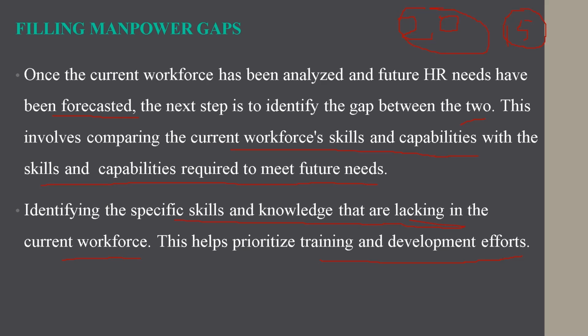So 20 is my demand and 15 I already have in my organization, whose skills and capabilities are matching with the organization's needs, right? So how much gap do I have? 5, right? That means I still have to recruit 5 more employees in the future from outside of the organization. So this is filling manpower gaps. I'm just identifying how many are matching the skills and capabilities with the need of the organization and how many I can expect from outside of the organization. Got it?